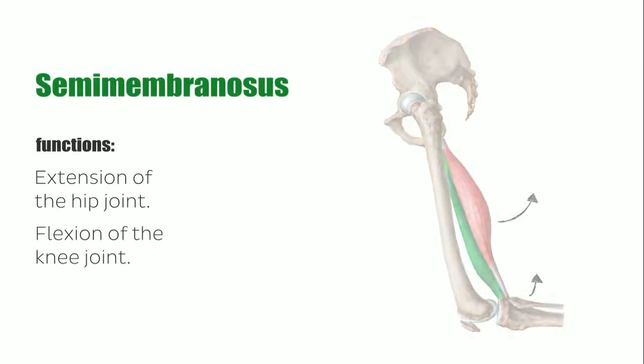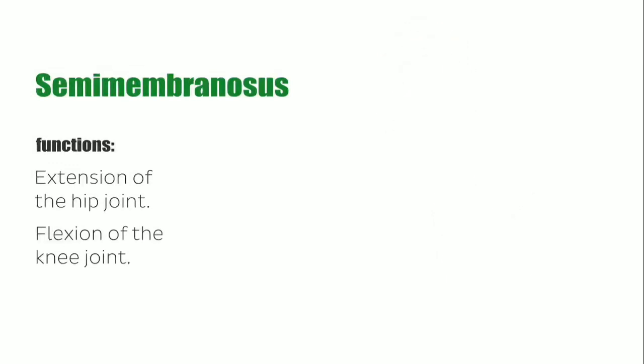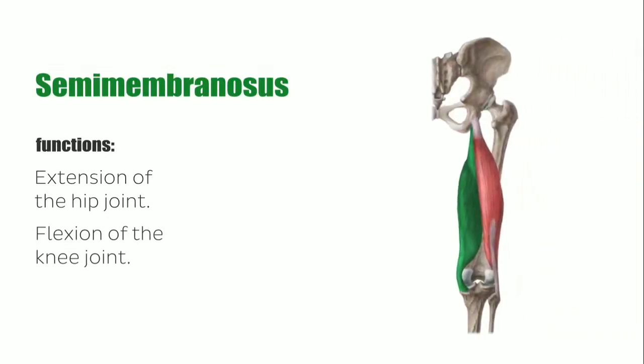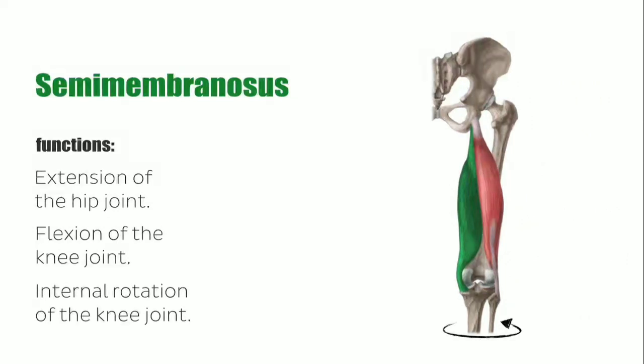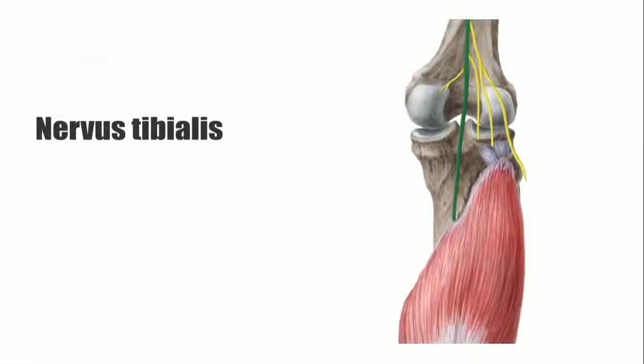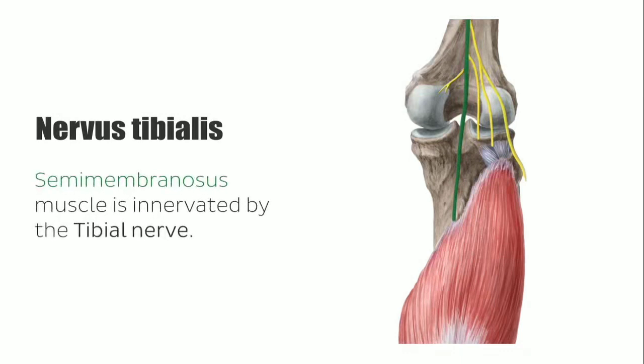Now, another function that is important to remember about the semimembranosus is that this muscle is going to contribute to internal rotation of the knee joint, represented here by this last arrow. If you ask me, what is the innervation of the semimembranosus? This is it, the nerve highlighted in green. This is the tibial nerve, which will serve as the innervation for the semimembranosus.